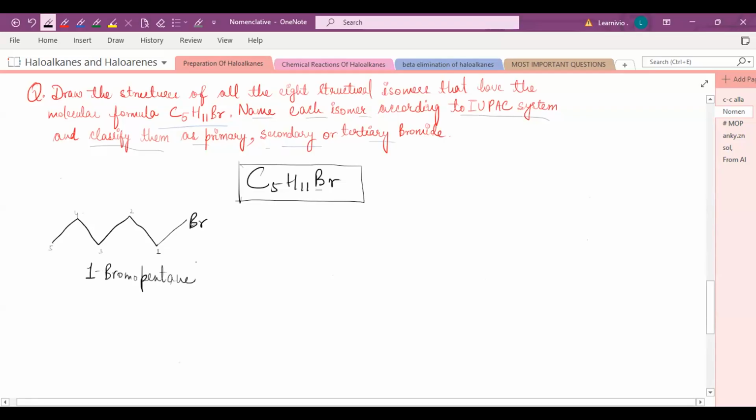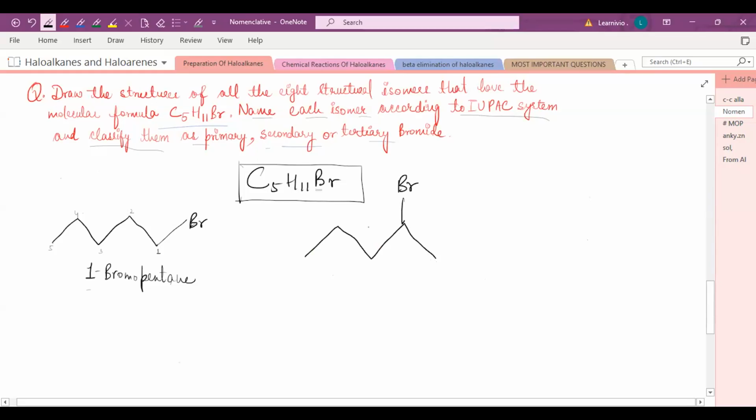Now, what we are supposed to do: we have pentane, a 5 carbon chain. Now shift this bromine group. The bromine is on the first carbon. Now we have to shift this bromine group one by one to each and every carbon. So the first isomer is 1-bromopentane. Now let's shift this bromine to the second position. What will happen? The chain will be the same, 5-member chain, 1, 2, 3, 4, 5. Now instead of the first carbon, the bromine is attached to the second carbon. So this is another isomeric form.